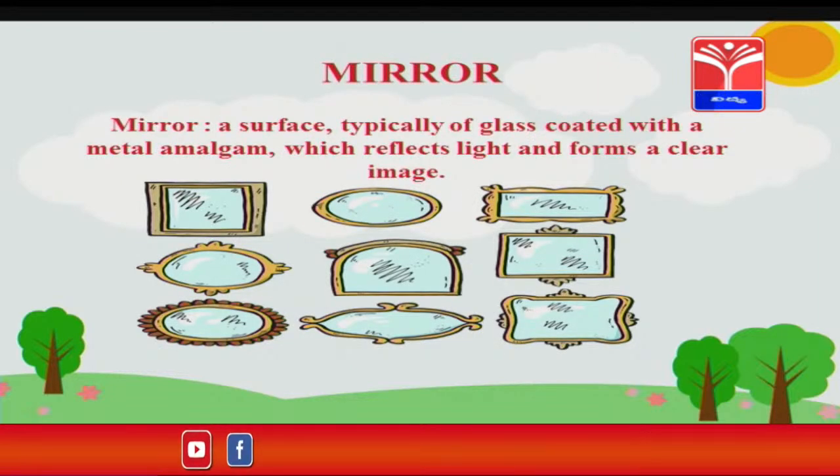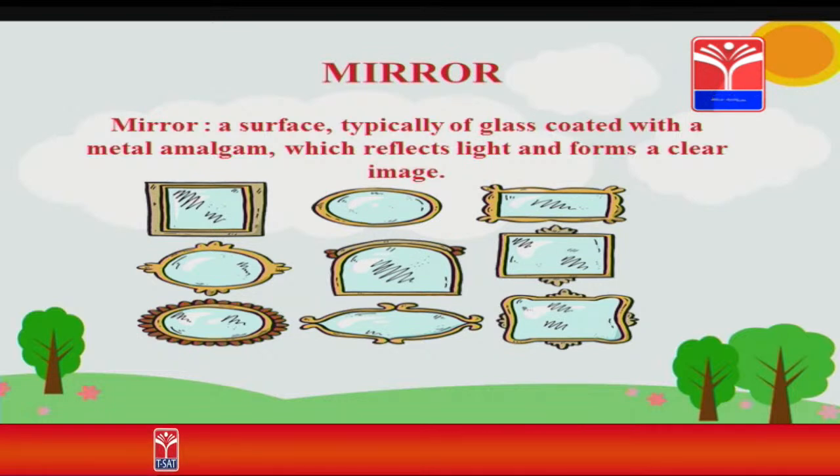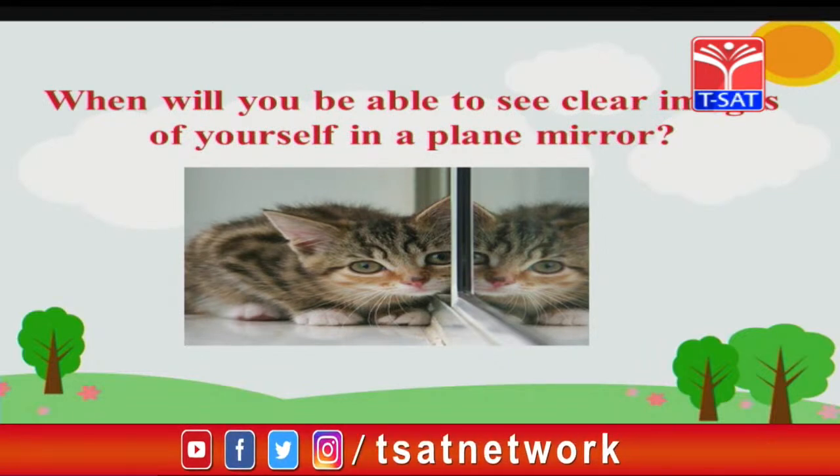Mirrors. Children, have you ever seen a mirror? Yes, of course, you might have. A mirror is a surface, typically of glass coated with a metal amalgam, which reflects the light and forms a clear image. When will you be able to see clear images of yourself in a plane mirror?